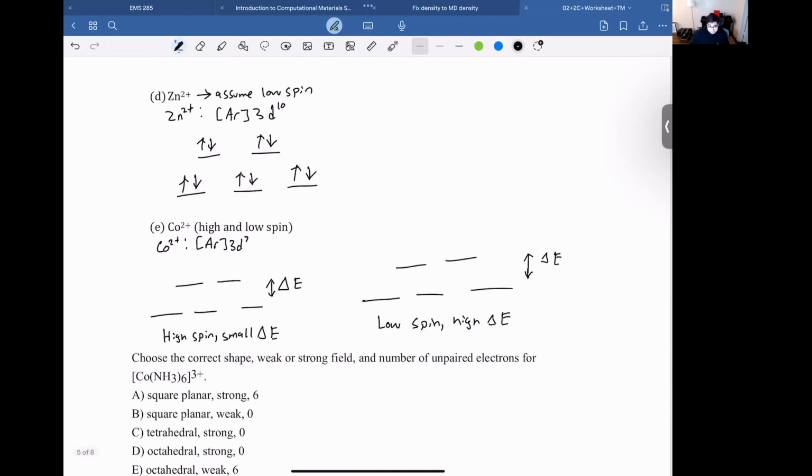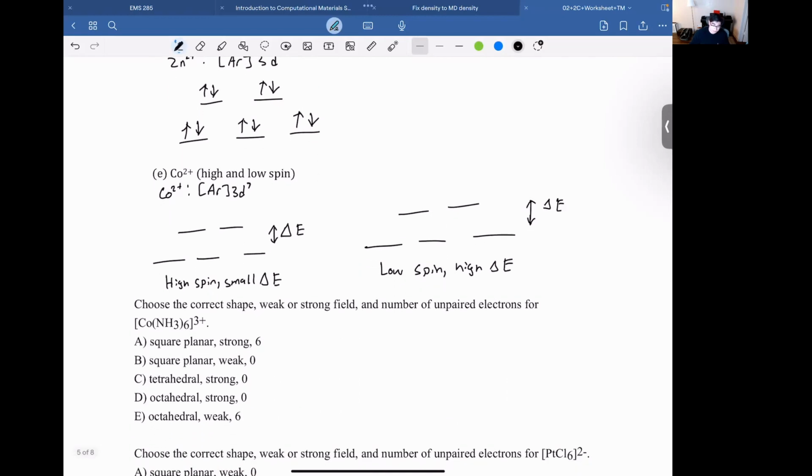Okay. So high spin, small delta E between the two. We go ahead and we fill up everything first. And then we pair. So we get that. Then for a low spin, fill up the bottom one first, following our usual rules. And then we go to the higher one. Then this is it.